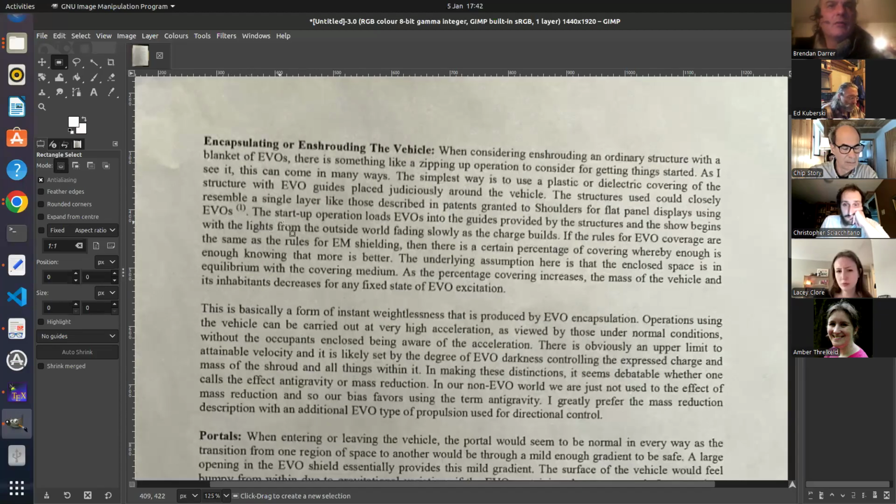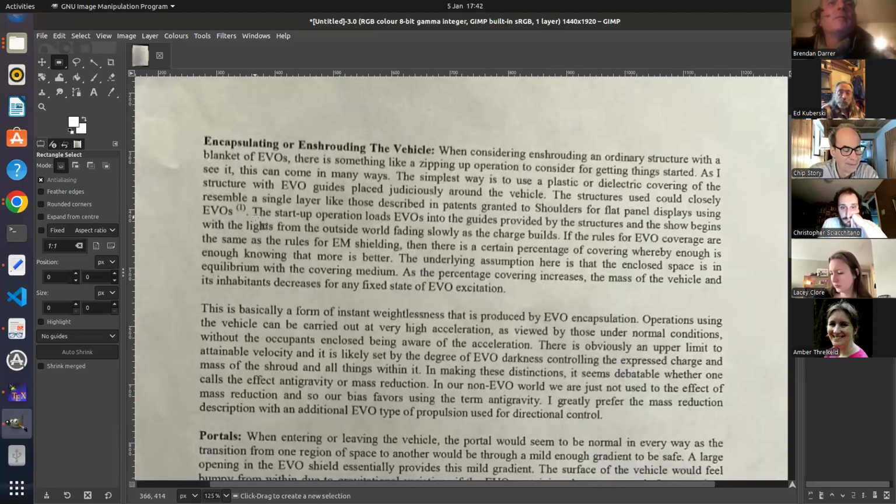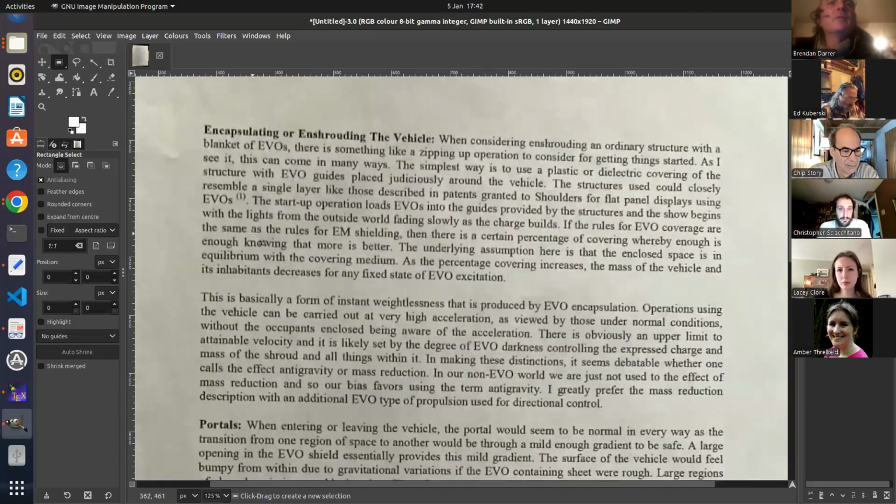Yes, and there's a reference there, but it's not at the bottom. Okay, so it's at the bottom of the page, the last page. Yeah, okay.